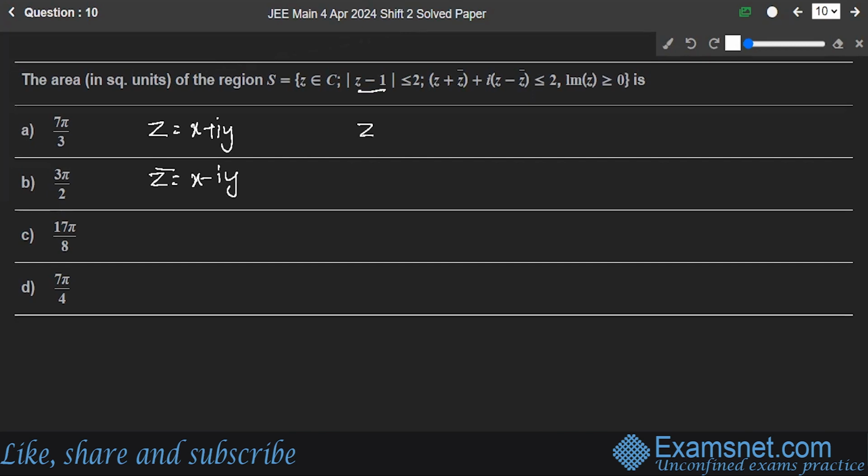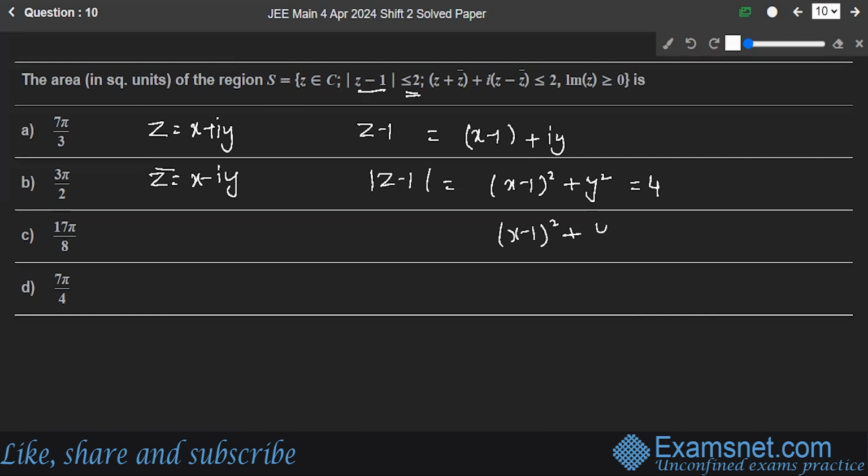Okay, let's pick up this one. Z minus 1 will be given by X minus 1 plus iota Y, and its magnitude will be the square root of (X minus 1) squared plus Y squared. Now this is given as less than or equal to 2. I'm changing the inequalities into equalities for now, because when I'll be finding the area, I'll discuss the inequalities at that time. So the modulus of Z minus 1 is equal to 2, that is, (X minus 1) squared plus Y squared is equal to 4. This is the equation of a circle whose center is at 1, 0.